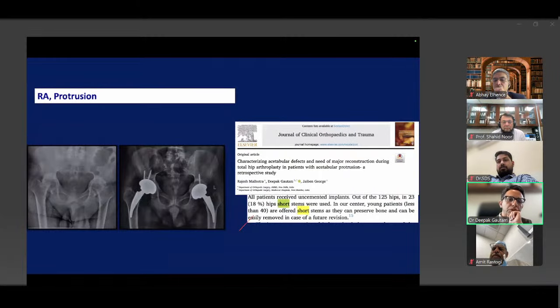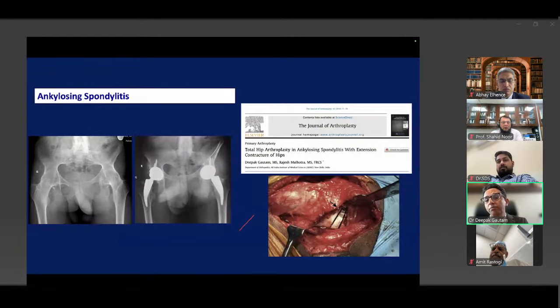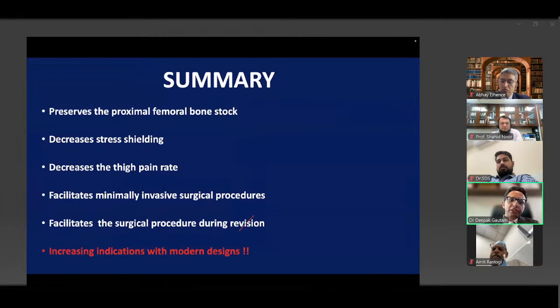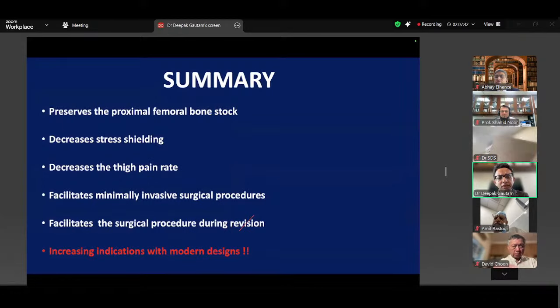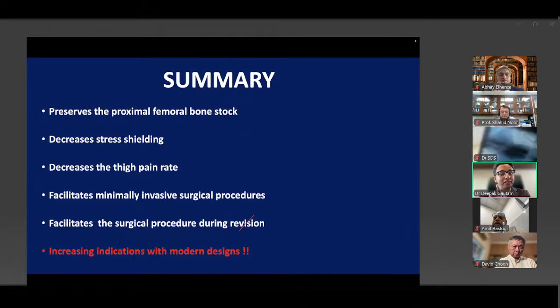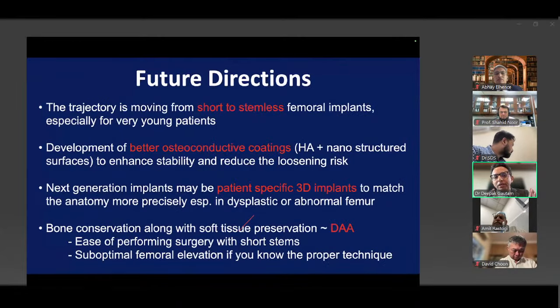Even in the case of protrusio, if the acetabular reconstruction can be done with impaction bone grafting and the femoral side bone stock is good, you can go with the short stem. We have even published our series of use of short stem in total hip arthroplasty in ankylosing spondylitis as well, where the bone stock is good. So to summarize, it preserves the proximal femoral bone stock, decreases stress shielding, decreases the thigh pain rate, facilitates minimally invasive surgical procedures, facilitates surgical procedure during revision, and has increasing indications with modern design, especially type 4 and 5 stems.